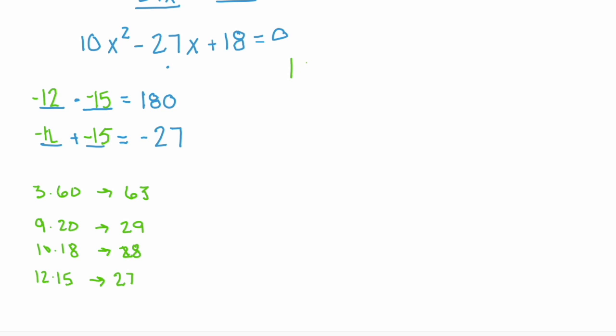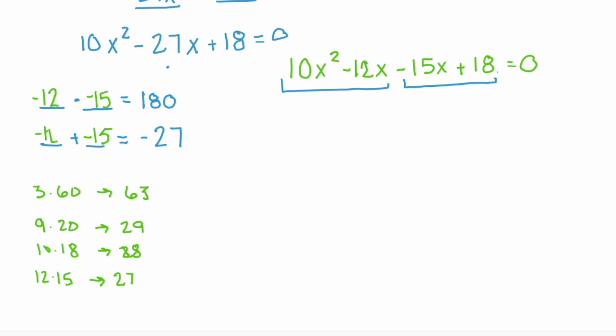That means we're going to have 10x squared minus 12x minus 15x plus 18 equals 0. Now that we have 4 terms, we're going to group them and factor each grouping. 10x squared minus 12x share a 2x in common. Factor out the 2x and we have 5x minus 6.